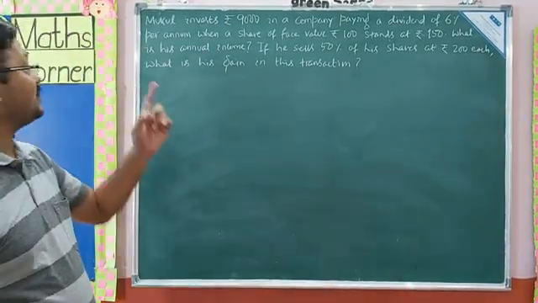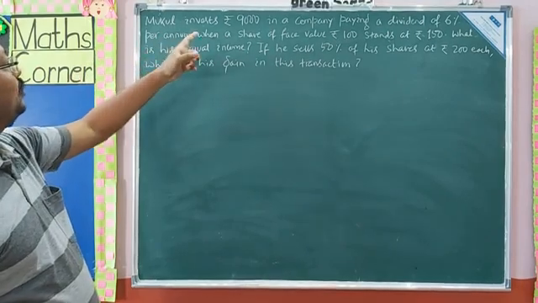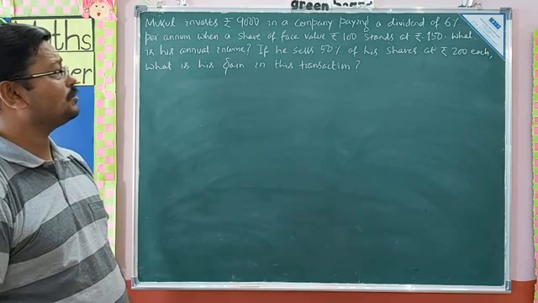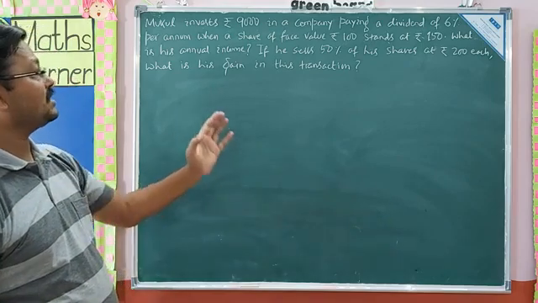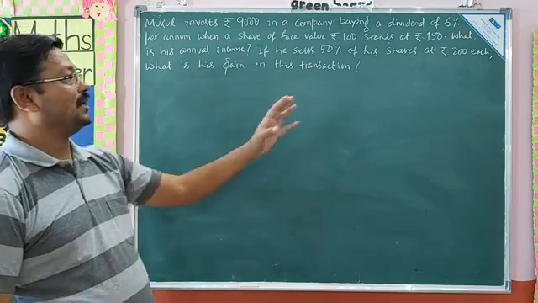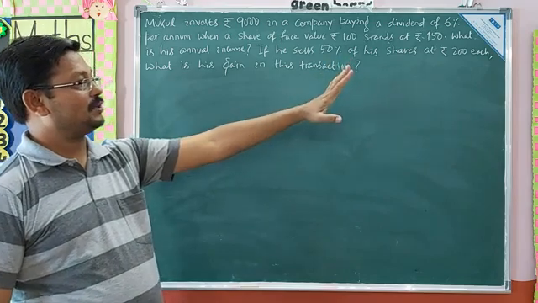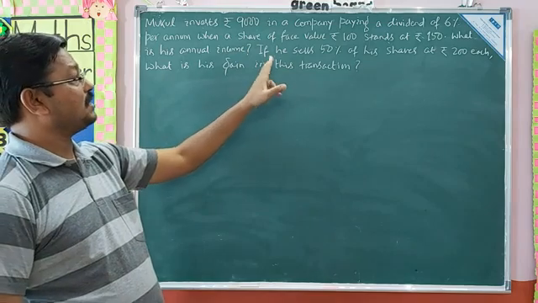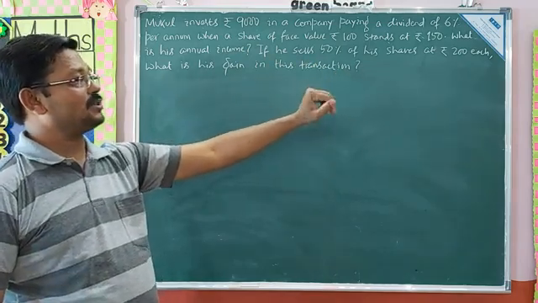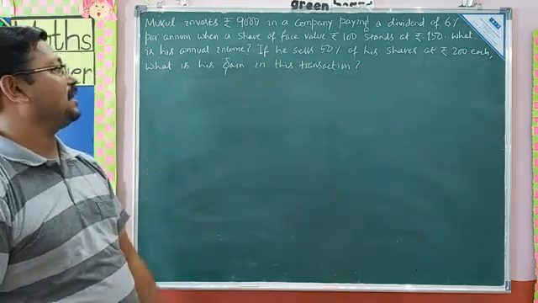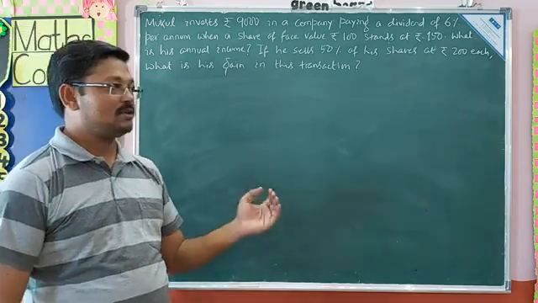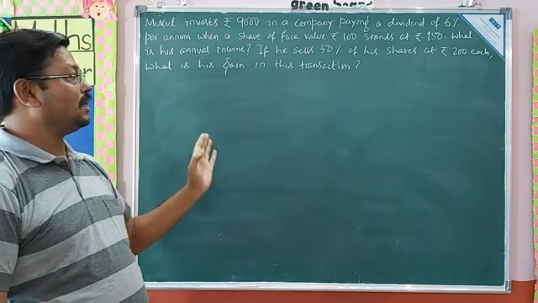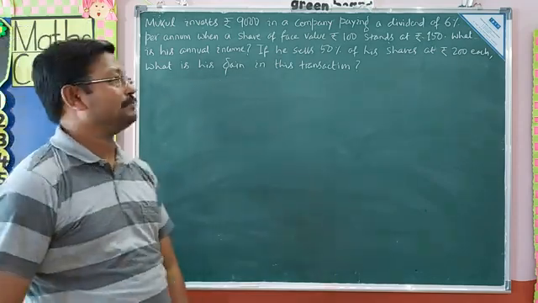So our next question is: Mukul invests rupees 9,000 in a company paying a dividend of 6% per annum when a share of face value rupees 100 stands at rupees 150. What is his annual income? Then the next part is: if he sells 50% of his shares at rupees 200 each, what is his gain in this transaction? So first we will follow the same method.